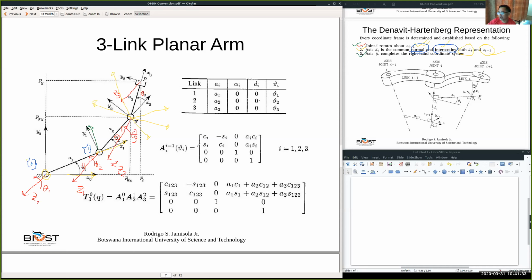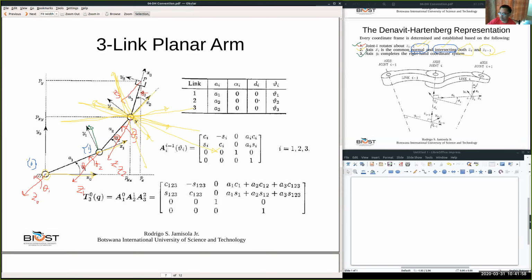But what about intersecting Z1? Are they all intersecting Z1? No. This one doesn't intersect Z1 for sure. It goes up here like that. And this one also doesn't intersect Z1 because Z1 is here. This one doesn't intersect. This one doesn't intersect. And this one also doesn't intersect. The only one that intersects is this one.